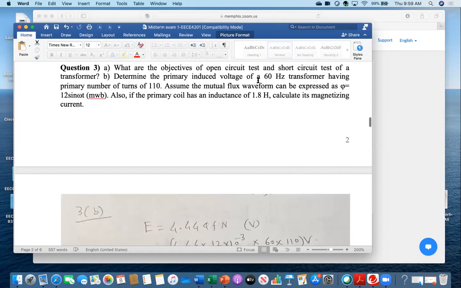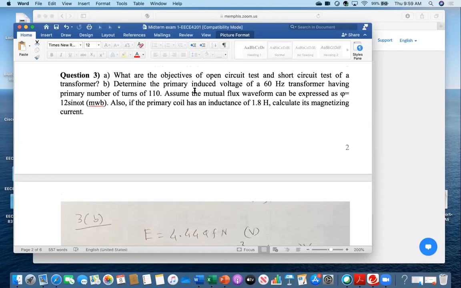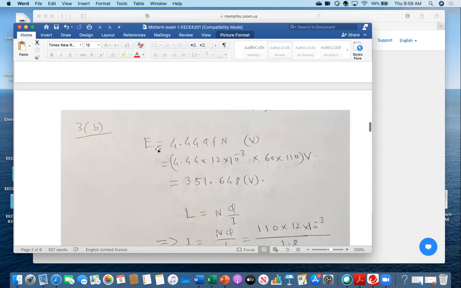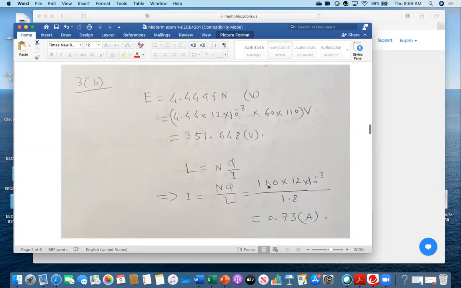For the first part, for any primary induced voltage or secondary induced voltage, you remember this equation, of course in RMS quantity: E = 4.44 f N phi m, and then you just plug in those numbers. You should be getting approximately 351.648 volt. Once you get that, many of you have not done the next part. Either you left it blank or you did something completely different, not this at all.